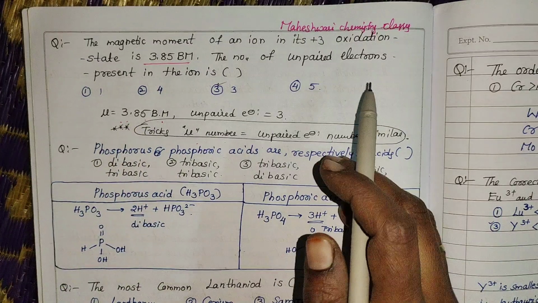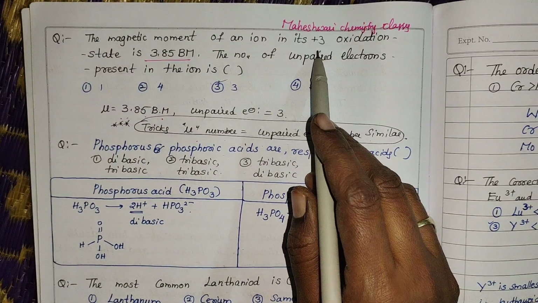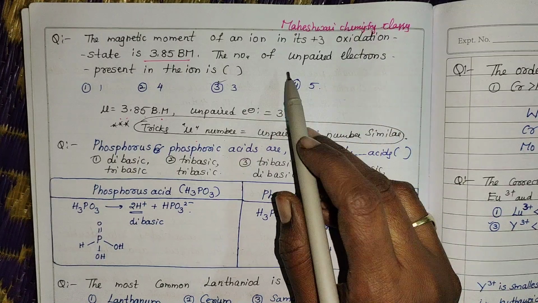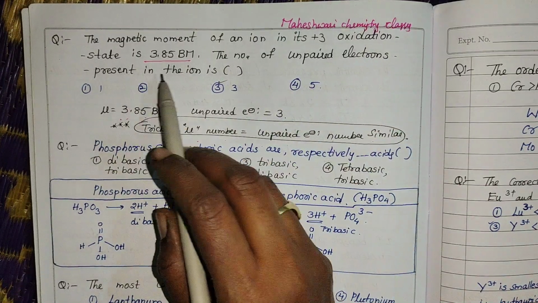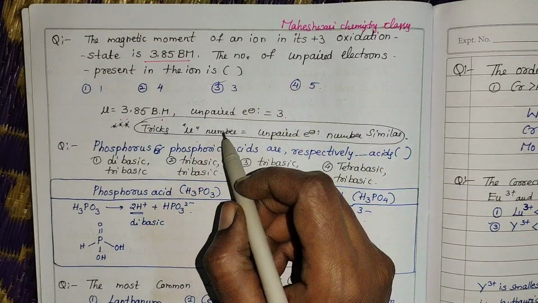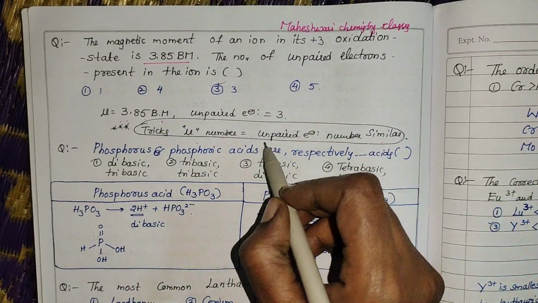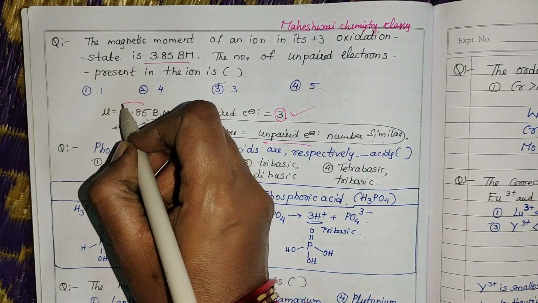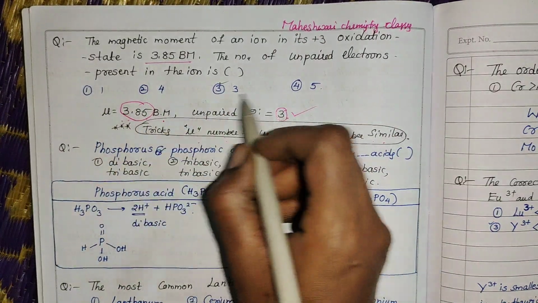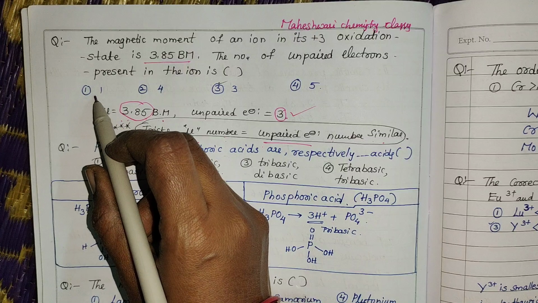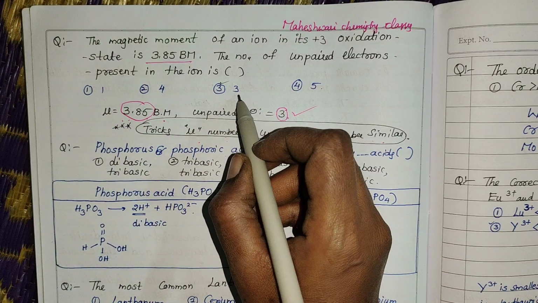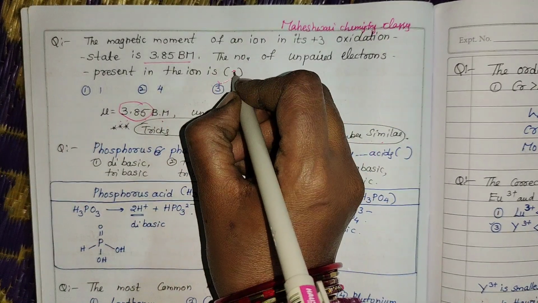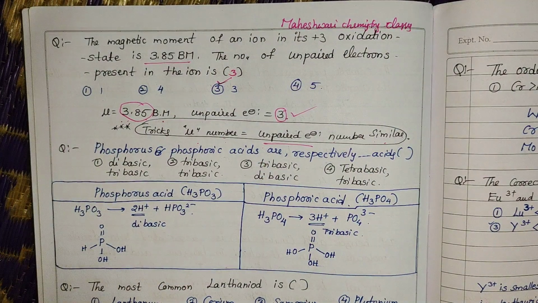Here one more piece of information is given, the +3 oxidation state. According to that we have to find the unpaired electrons present in the ion. Unpaired electrons are nothing but single electrons. How many? 3, since the value is 3.85. So what are the options? First option 1, second option 4, third option 3, fourth option 5. So automatically, according to our trick, the answer is 3. We may expect this kind of question.